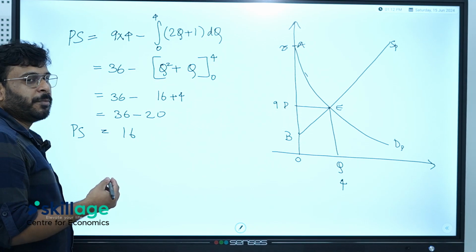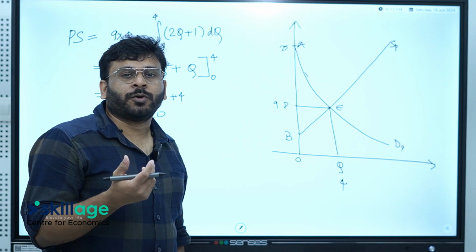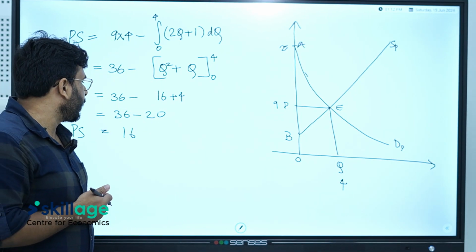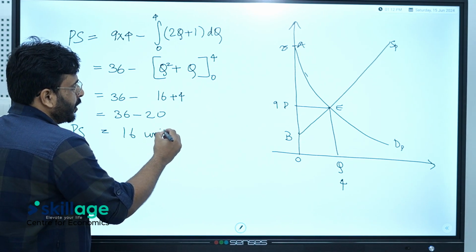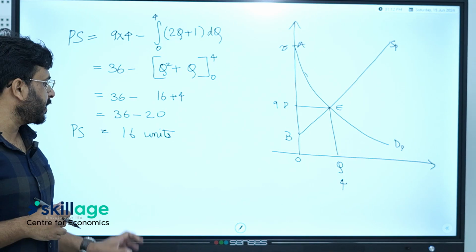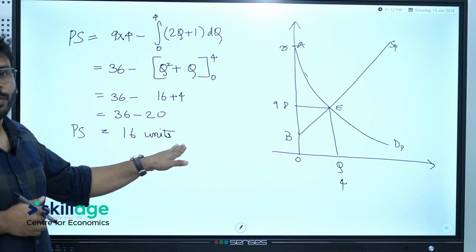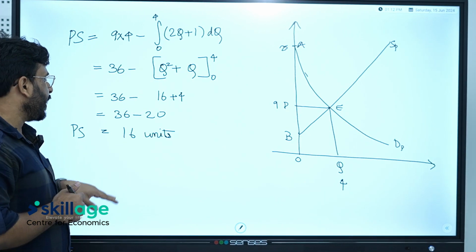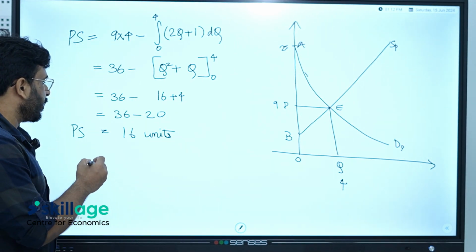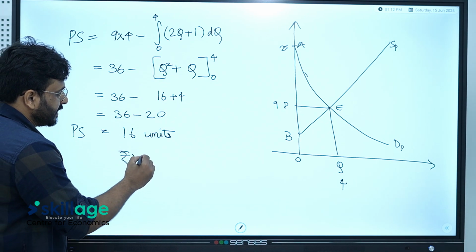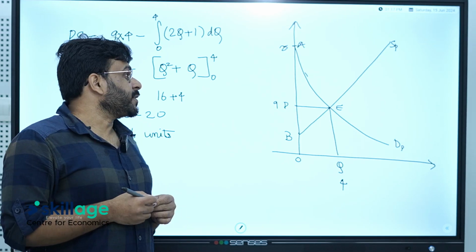Now, usually this will be in terms of money. So it could be in rupees, dollars, euros, any value. If you are not given a particular value, I would suggest that you write units at the end of it, because it will be in units. This is not an index number without a unit attached to it. So either write units, or if the sum gives you the whole value in rupees, then I will request you to write, let us say, rupees 16. So this is how you calculate consumer surplus and producer surplus.